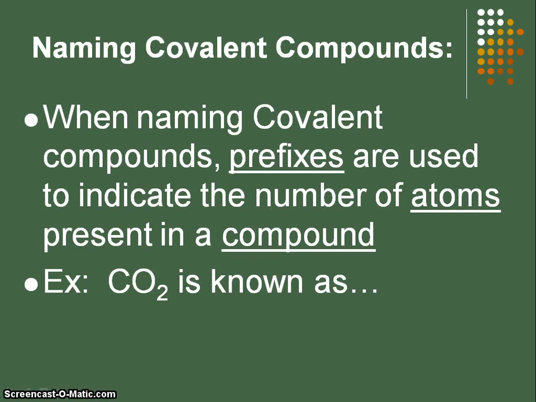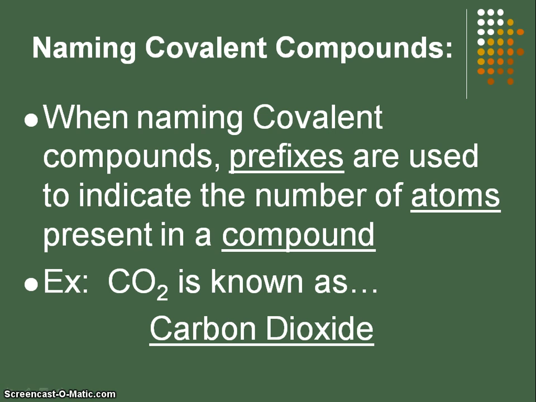So when naming covalent compounds, you're going to notice that a lot of prefixes will be used. And it's really important to note that this is the only time that prefixes will be used. There are other times where you will name compounds in class, but no other time will there be prefixes to indicate the number of atoms present in the compound. So anytime you need to remember, think of CO2. You all have learned this name and know it well. This is known as carbon dioxide. You'll notice that carbon and oxygen are both nonmetals, and the prefix di indicates that there are two oxides, or two oxygens.